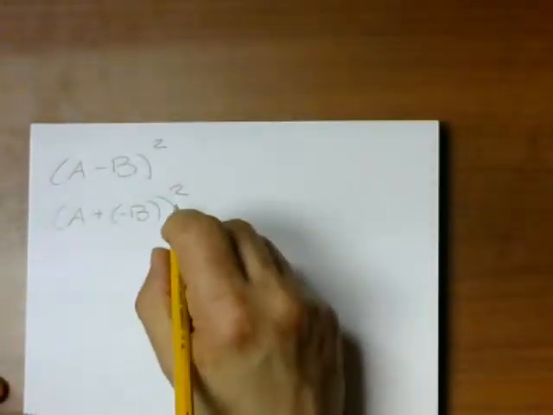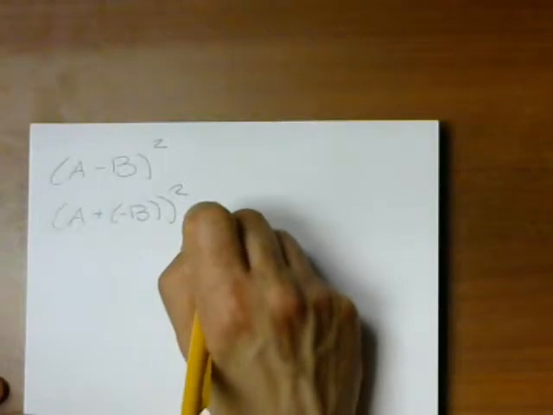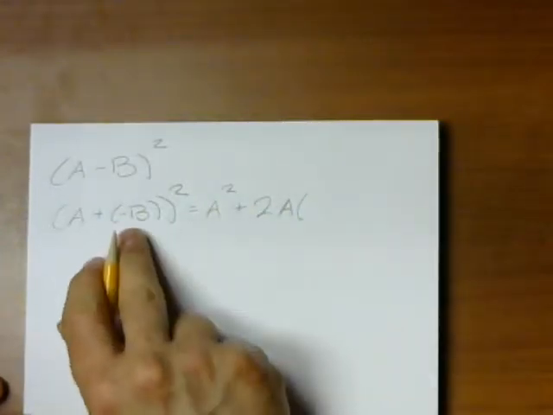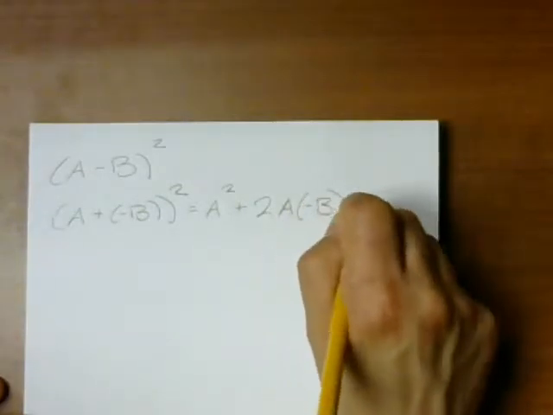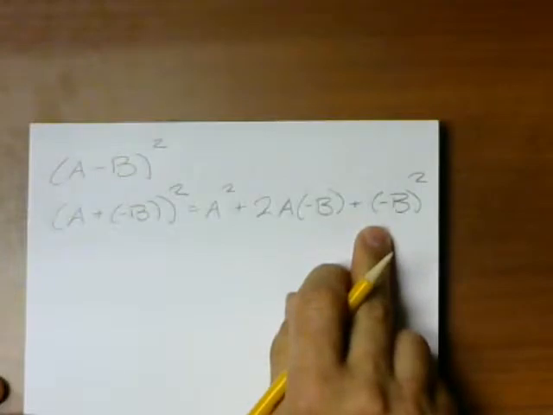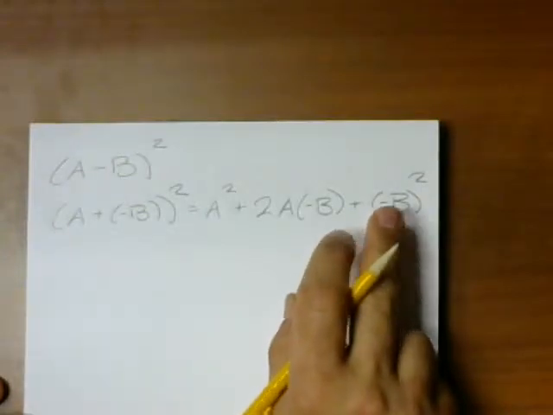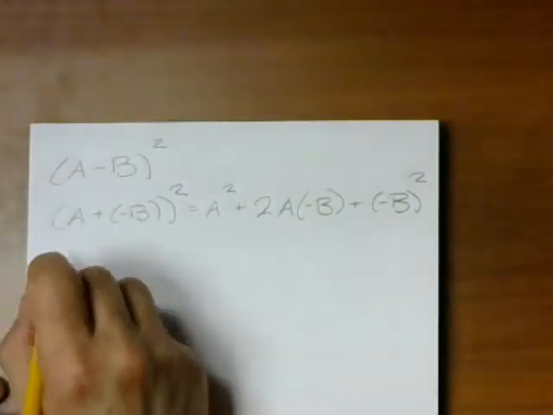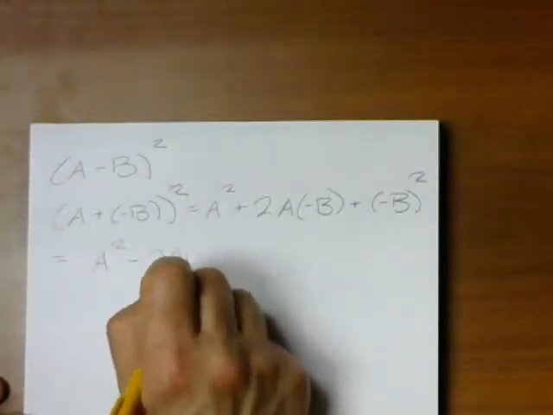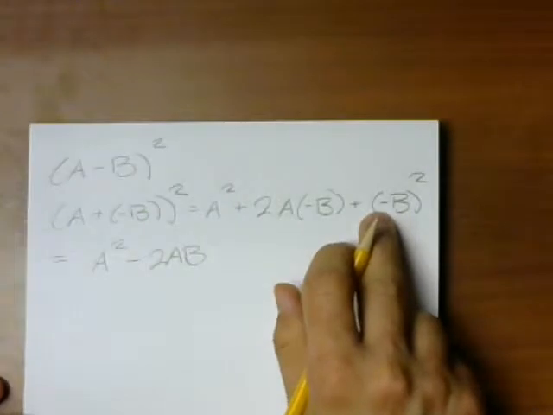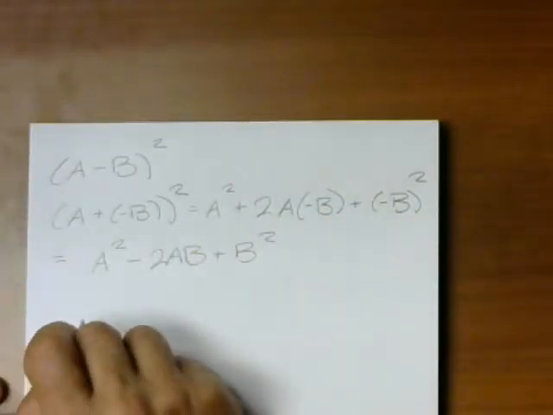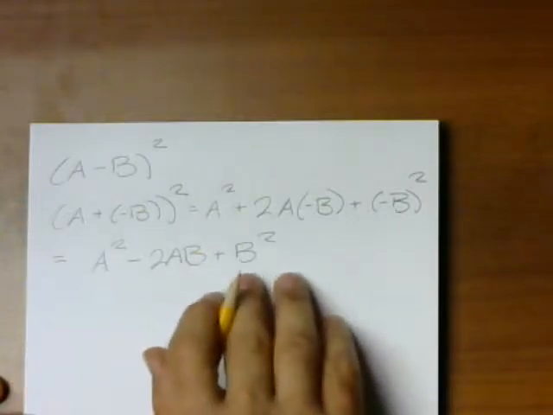What do we know? We know that this would be a squared plus 2ab, but we have a minus b here. And we replace the b in our last formula with a minus b. So what do we get? We get this formula, which is equal to a squared minus 2ab. And of course, a negative times a negative gives us a positive. So now we have this formula as well.